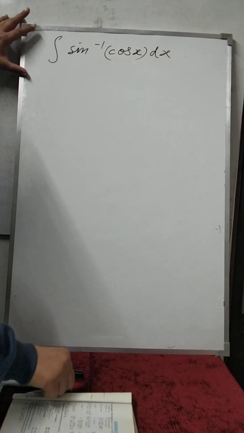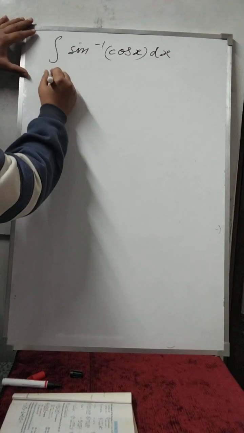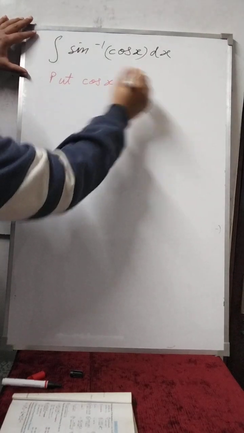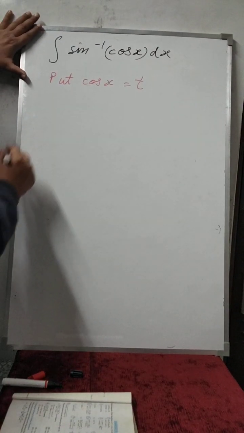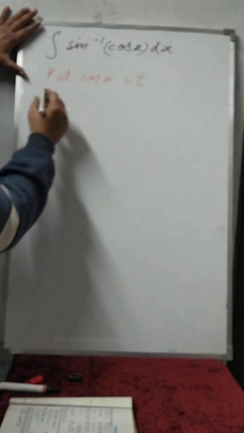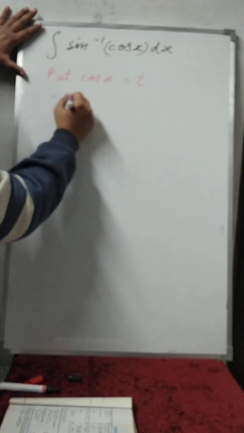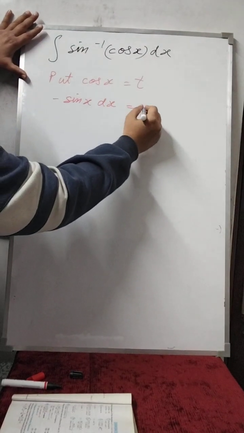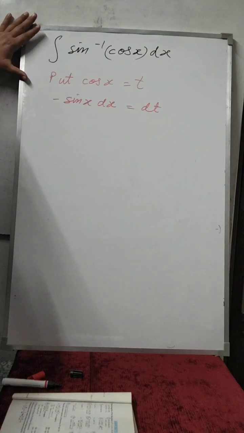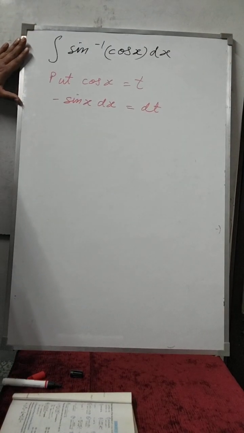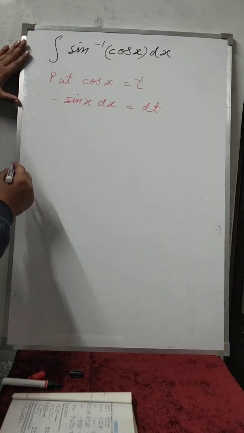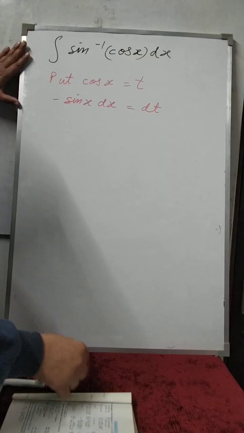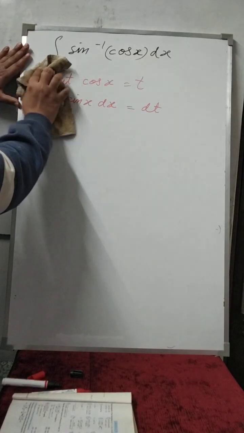So what we will do in this question, first of all I will put cos x as t. Then I will differentiate both the sides. Then minus sin x dx will become dt. Or what we can do in this question, we have one more option, guys.